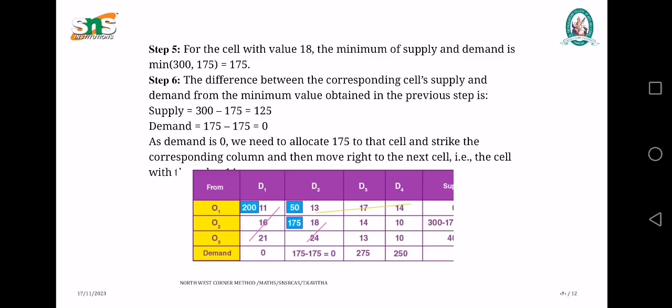Next, step 5, for the cell with value 18, the minimum of supply and demand is the minimum of 300 and 175, which gives 175. Next, step 6, the difference between the corresponding cell's supply and demand and the minimum value obtained in the previous step: supply is equal to 300 minus 175, that is 125. The demand, 175 minus 175, is equal to 0. As demand is 0, we allocate 175 to that cell, strike the corresponding column, and then move right to the next cell, that is, the cell with 14.